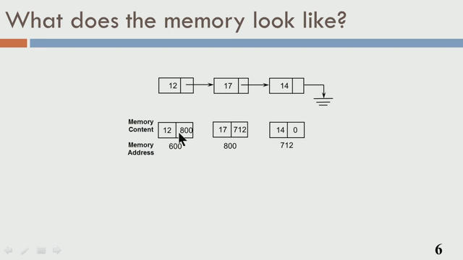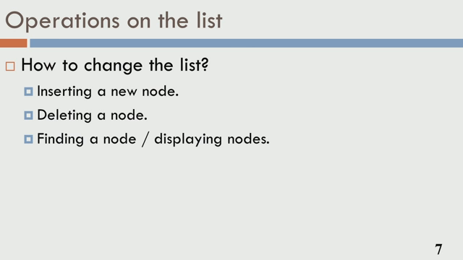So 12's next is 800, which means if you go to location 800 you get the value comma next pointer. If you go to location 712 you get the value and next pointer, and null is nothing other than 0. So null is defined to be 0 in C, and this is a fairly simple and straightforward way of using a structure to make a linked list.